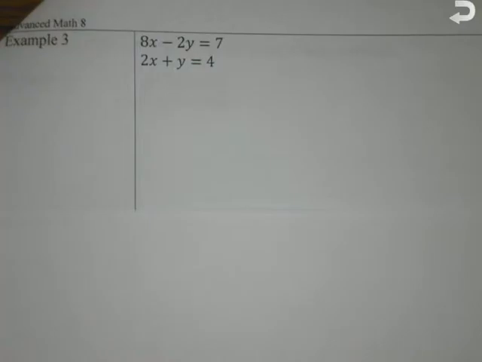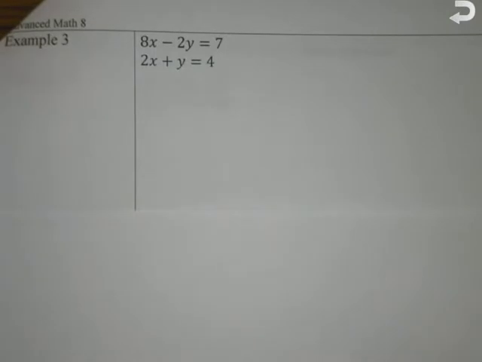Okay, so we're finishing 6.1 from yesterday. So we should be on example 3. And example 3 is a system that is 8x minus 2y equals 7, and 2x plus y equals 4. So make sure you write that down.